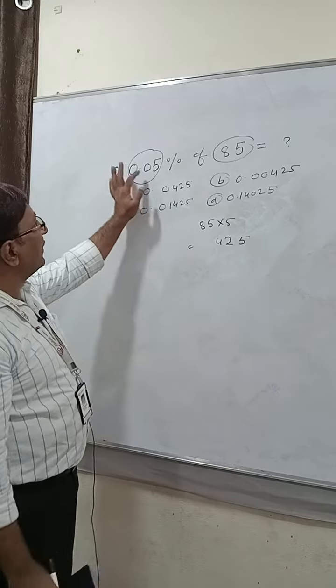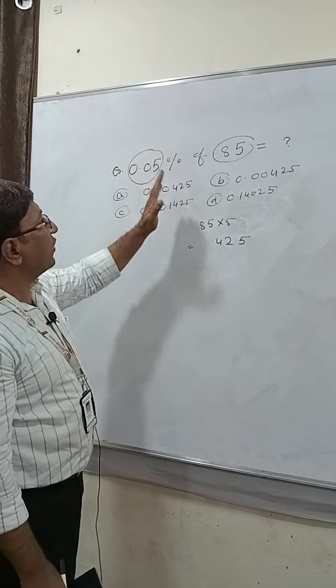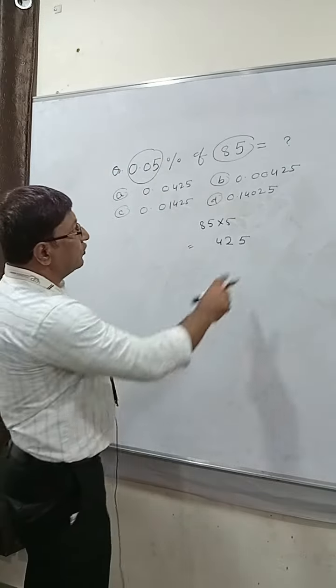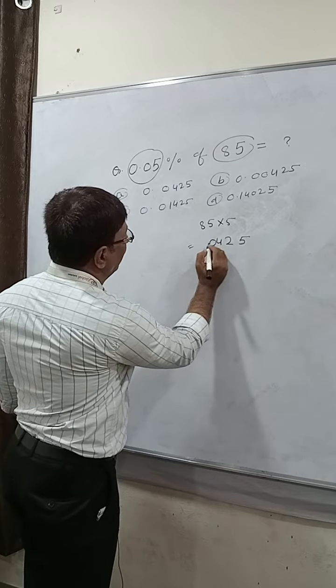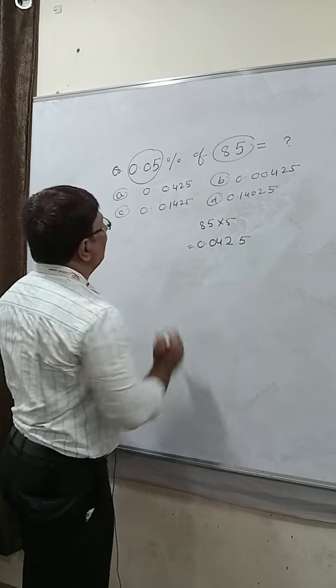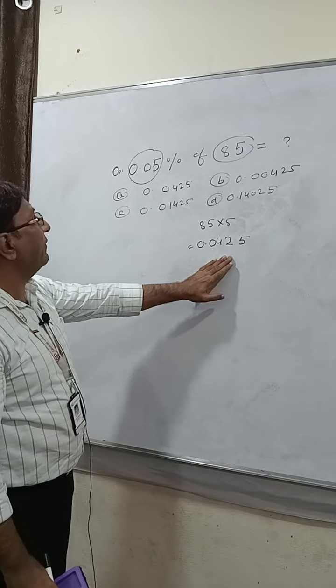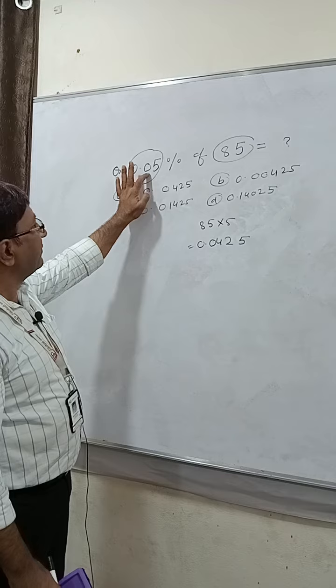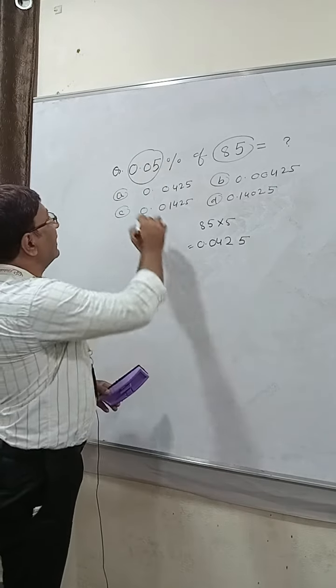Now here, after 2 digits, decimal, and here percentage. So after 4 digits, decimal. So 1, 2, 3, and then there is a 4. So what is our correct answer? 0.0425, because here 2 decimal and here percent. 0.0425 is our right answer.